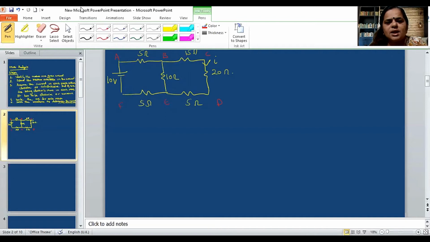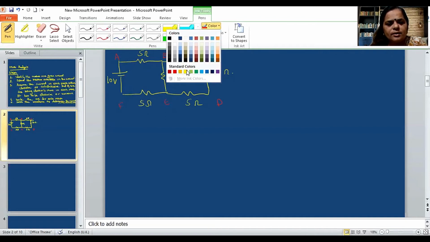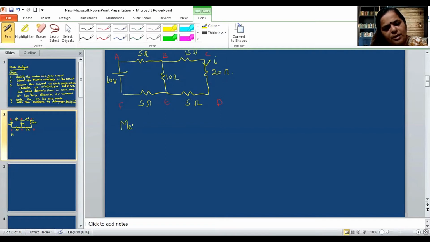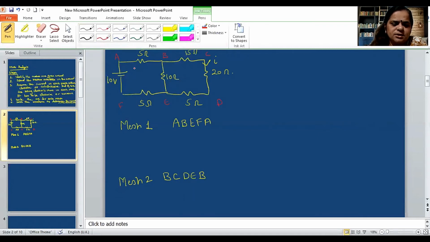Now how many meshes are there in this circuit? There are 2 meshes. Mesh 1, that is A, B, E, F, A. And the second mesh is B, C, D, E, B. Now the second step is to assume the current in each mesh either clockwise or anti-clockwise. So I am taking clockwise. So there are two meshes, so I have taken currents I1 and I2.